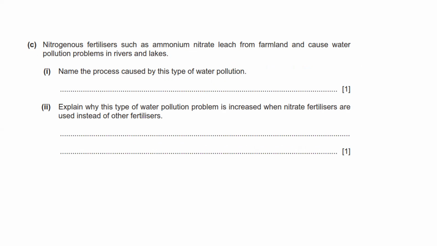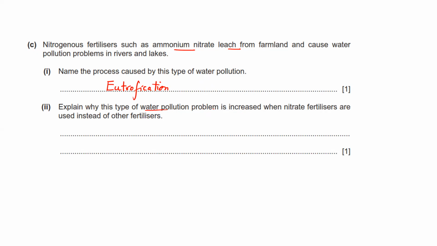Then part C says nitrogenous fertilizers such as ammonium nitrate leach from the farmland and cause water pollution problems in rivers and lakes. Name the process caused by this type of water pollution. This is eutrophication. So that is an environmental hazard that happens because of this. Then it says explain why this type of water pollution is a problem.